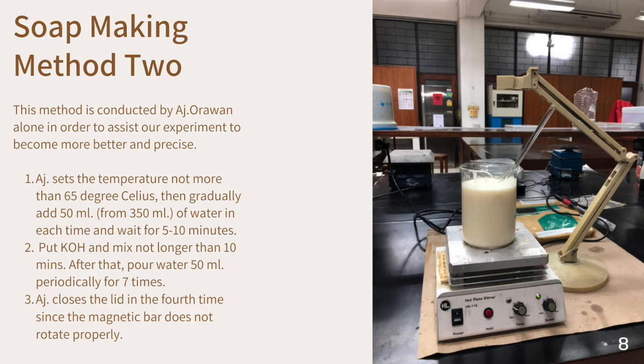So after the first time, Ajahn put water in the beaker. Ajahn put in KOH and mixed it together in the stirrer, and then continued to pour water into the beaker for another 6 times. And then on the fourth period, the magnetic bar malfunctioned and Ajahn had to close the lid.